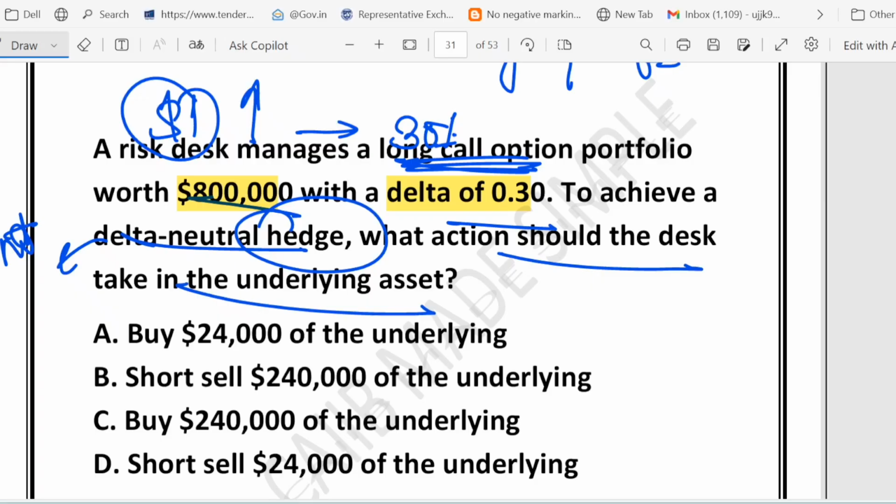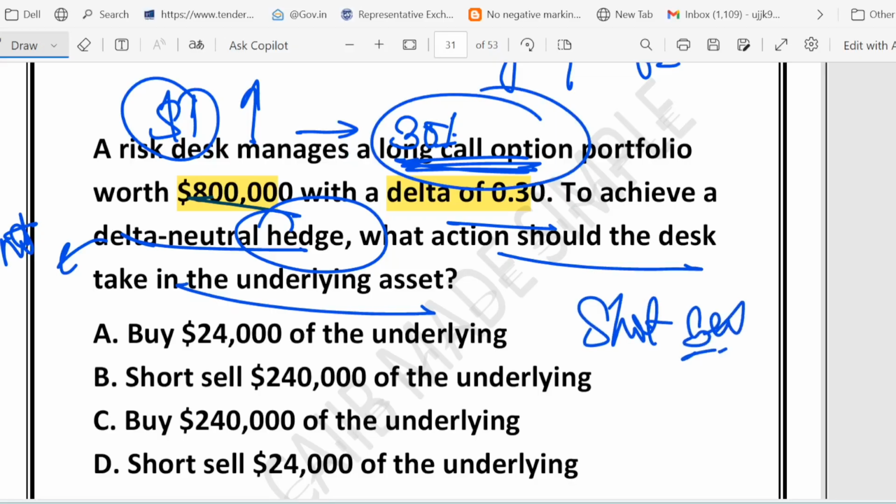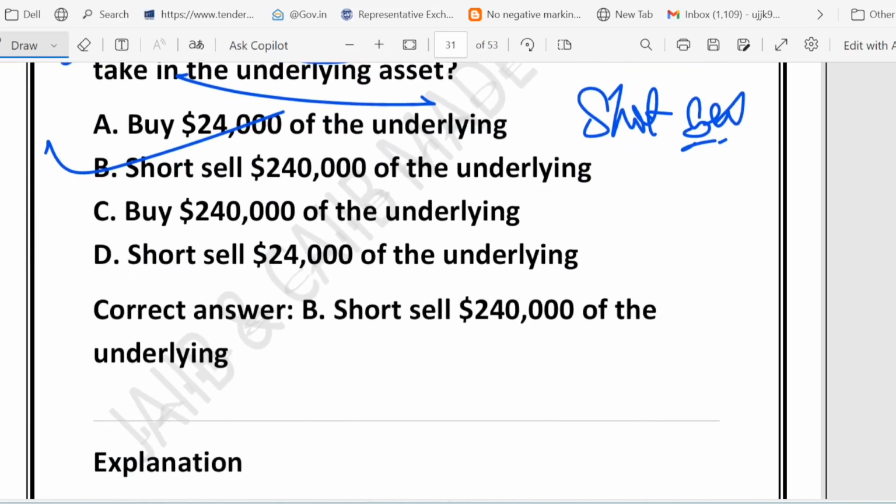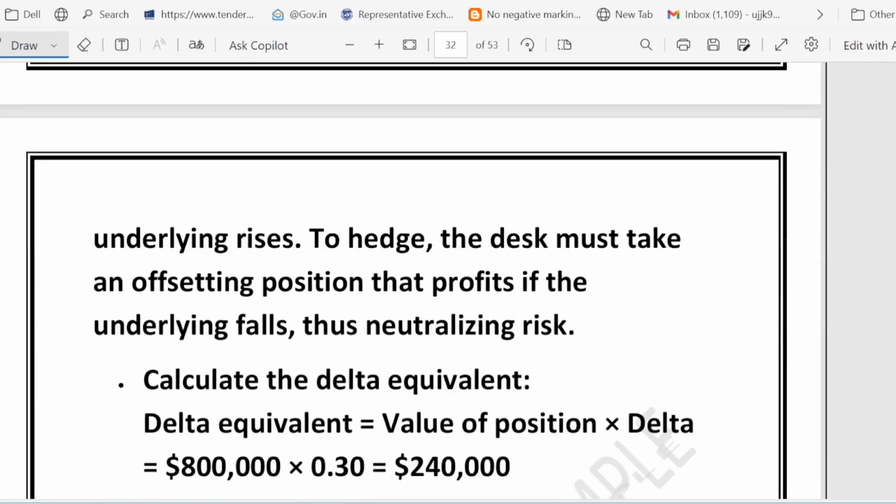That means you have to short sell. So what is the opposite of long call? Short sell. So you have to short sell $2,40,000 worth of underlying asset. This will offset the delta and make your portfolio neutral to the price change. So this is the correct one. Option number B, $2,40,000 short sell of the underlying, is correct.